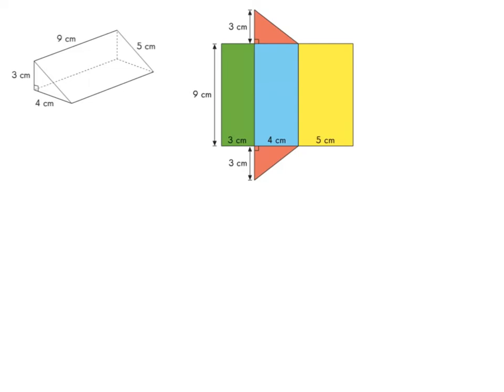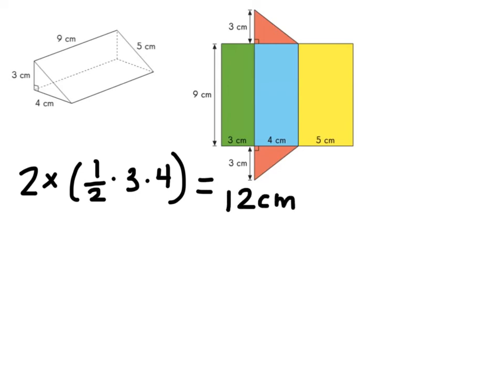Let's start with the two congruent triangles. We'll begin by finding their area. That will be 2 times, because there are 2 of them, 1/2 times 3 times 4, the area of each triangle. The result, 2 times 1/2 times 3 times 4, is 12 centimeters squared.